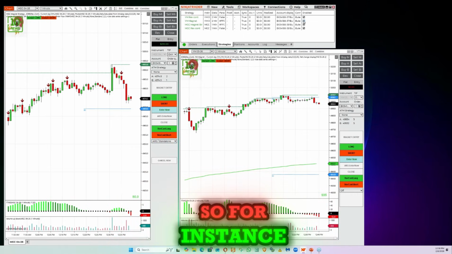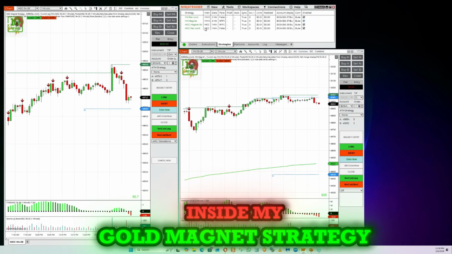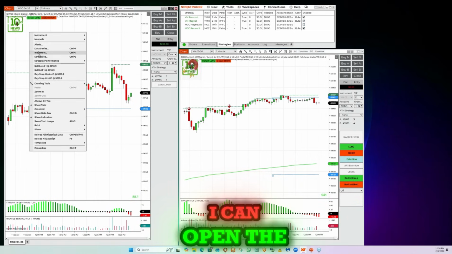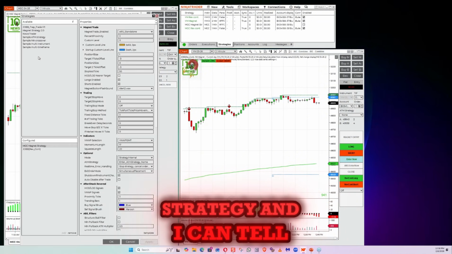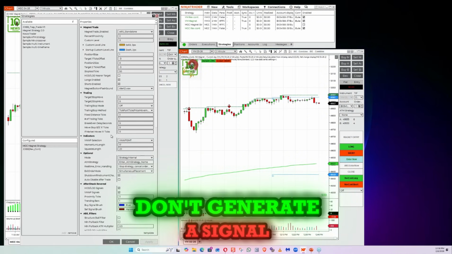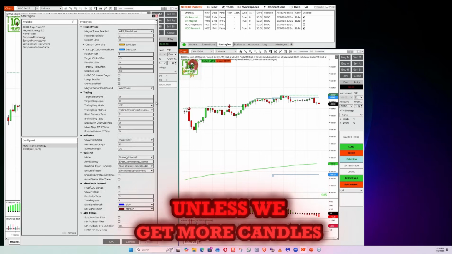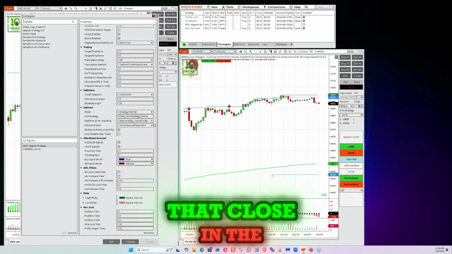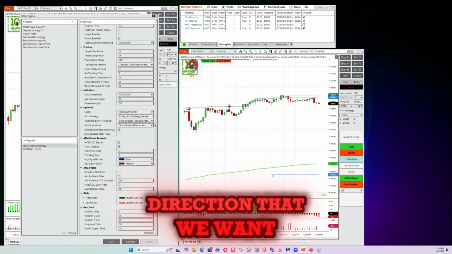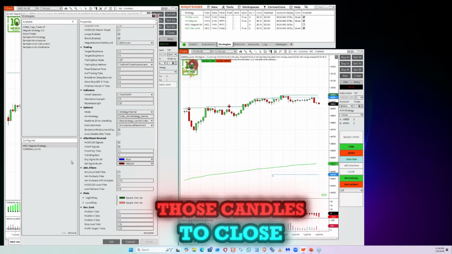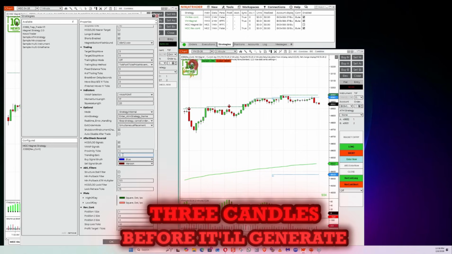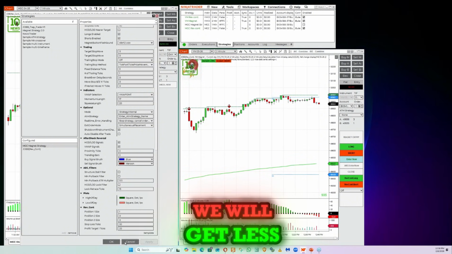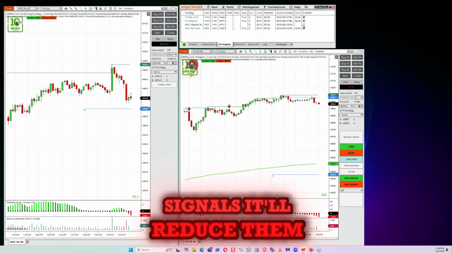So for instance, inside my gold magnet strategy, I can open the strategy and I can tell the strategy, don't generate a signal unless we get more candles that close in the direction that we want those candles to close. So I want maybe 3 candles before it'll generate. We will get fewer signals. It'll reduce them.